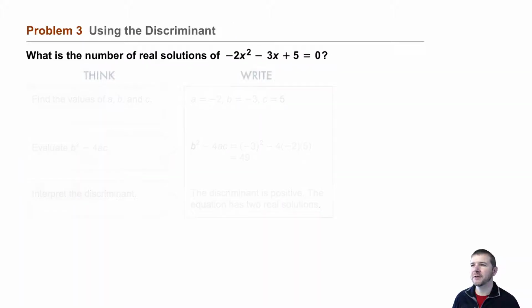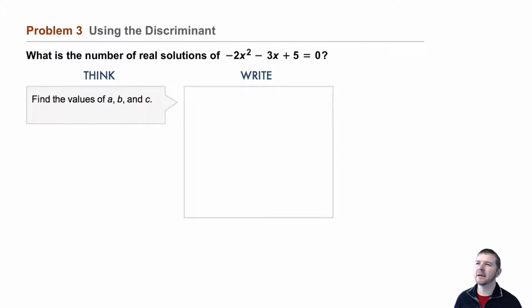Problem 3. Using the discriminant. What is the number of real solutions of negative 2x squared minus 3x plus 5 equals 0? Consider what you might think on the left and what you may write on the right as you work through this problem. First think, find the values of a, b, and c. And write a is negative 2, b is negative 3, and c is 5.